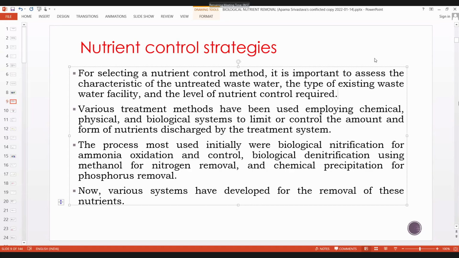The process must use, initially, biological nitrification for ammonia oxidation, then controlled biological denitrification using methanol for nitrogen removal, and chemical precipitation for phosphorus. So most of the time, these are the most common methods. And when I'm talking about phosphorus, we prefer to go for chemical precipitation. But still, a lot of methods have been developed. We will discuss one by one what those methods are, what their significance is, and how we can enhance them for the removal of these things.